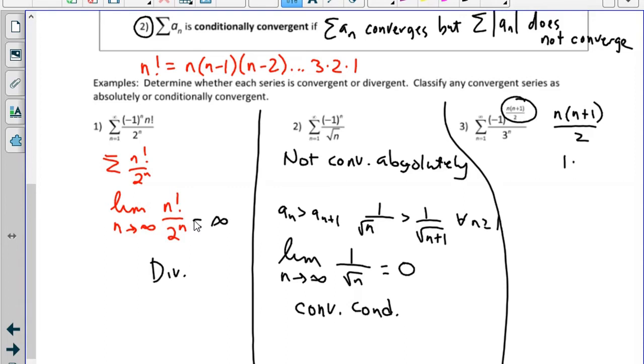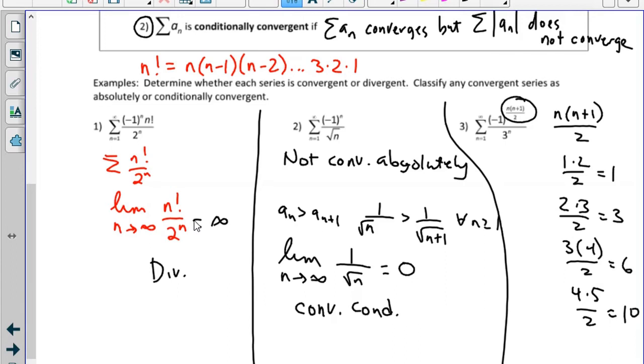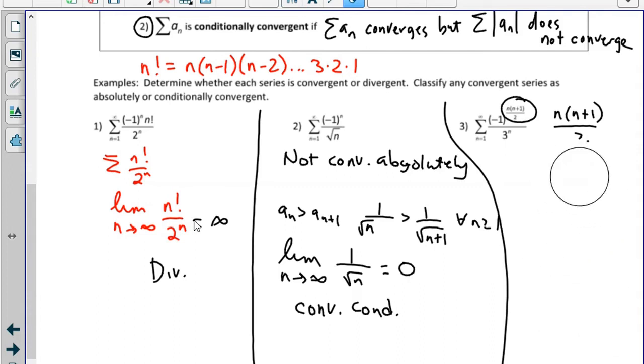If I plug in 1, I get 1 times 2 divided by 2, which is 1. If I plug in 2, I get 2 times 3 divided by 2, which is 3. If I plug in 3, I get 3 times 4 divided by 2, which is 6. If I plug in 4, I get 4 times 5 divided by 2, which is 10. So if I'm looking at this, I had a couple odds, a couple evens. It appears that there's not going to be any specific alternating between positives and negatives, but I will have some positive terms and some negative terms.